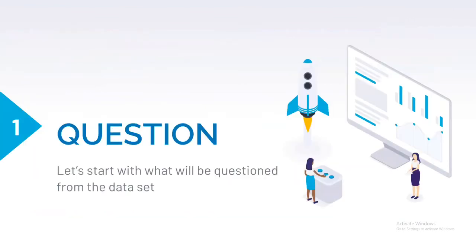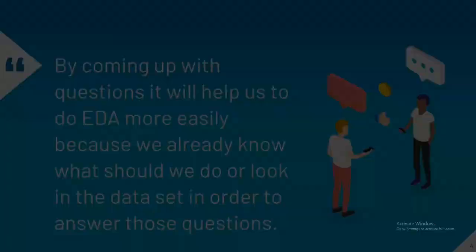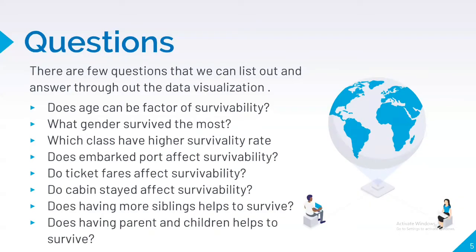Okay. So let's start with the question we will be asked. This question will help us to do EDA more easily because we already know what we should look for in the data to answer this question. The questions we chose, as you see, are: can age be a factor of survivability, which gender survived more, and which class has higher survivability? Does the ticket, the cabin, or the passenger's embarkation affect the survivability or not? And all those questions.